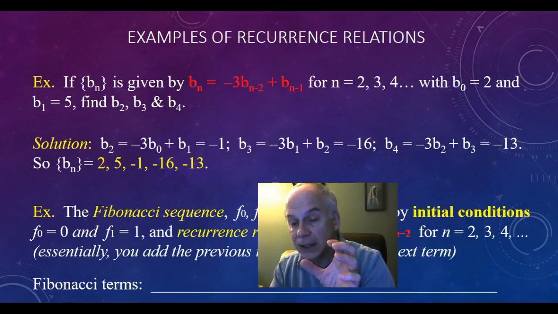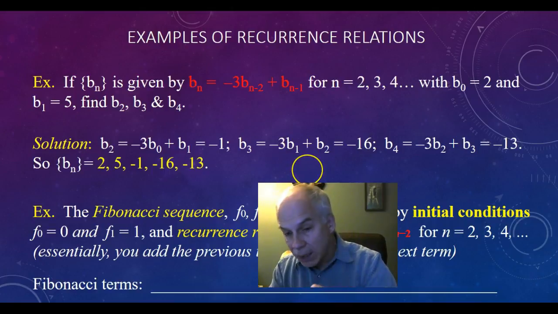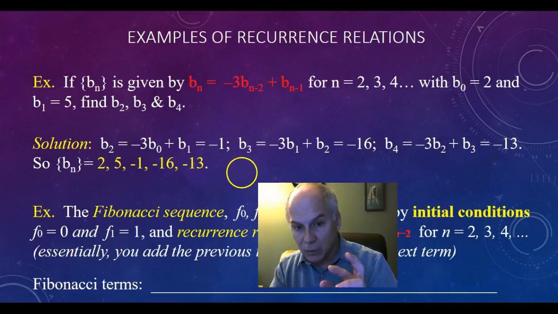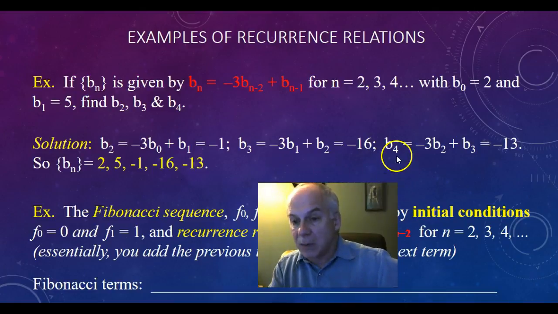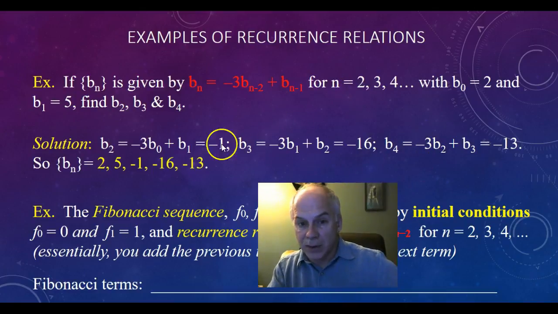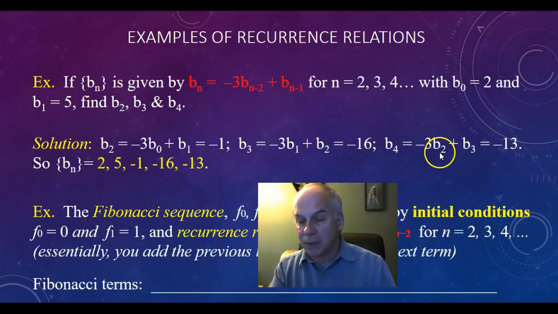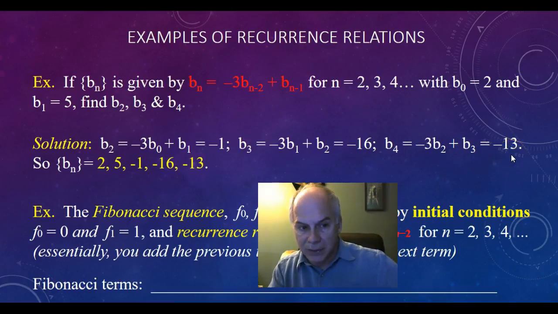So this is very tricky if you're not really careful with what those subscripts are and what they mean. b sub 1 means the first term when n is 1, and you've got to go look up and find what that is in the problem. In this case, it's 5. Anyway, b sub 4, if you plug in 4 into this recurrence relation, it's negative 3 times b sub 2 plus b sub 3. And if you plug in b sub 2 and b sub 3, the previous values that we just found, you get negative 13.